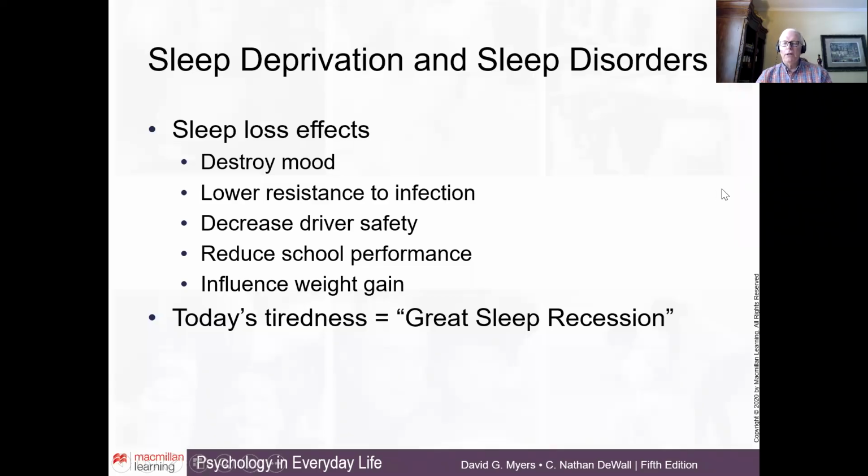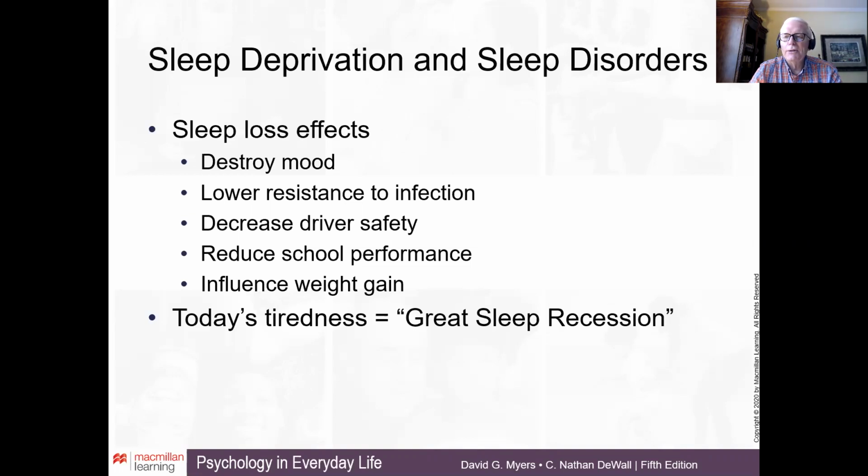Think for a moment about how you are affected when you don't get enough sleep. So we don't tend to be affected in a good way when we don't get enough sleep. Here are some ways in which sleep deprivation can affect us. It can put us in a bad mood. It can make us more irritable. It can weaken our immune system and make us more susceptible to infection. It can interfere with our ability to drive safely. It can interfere with our school performance. It can contribute to weight gain.